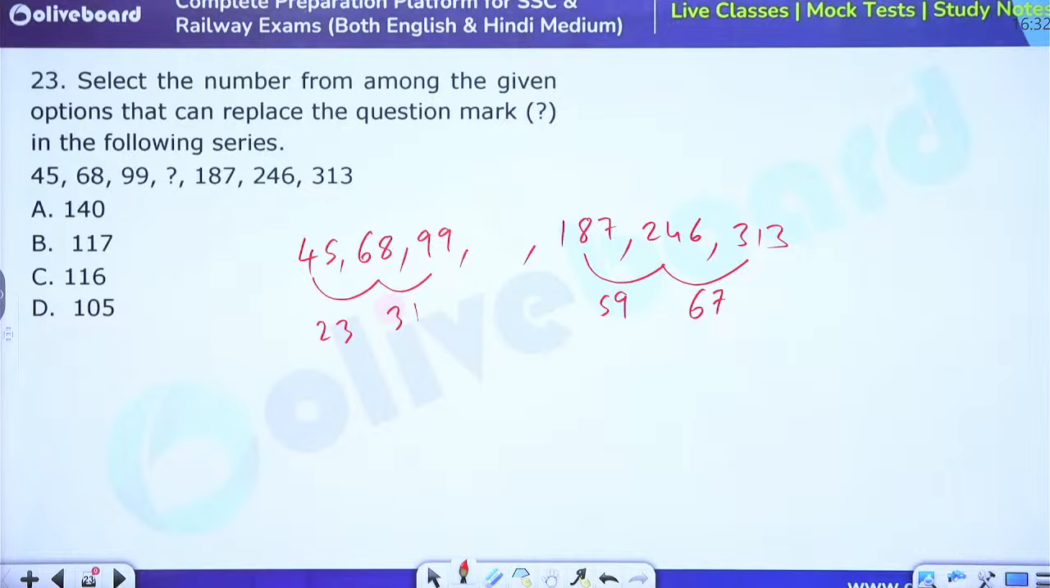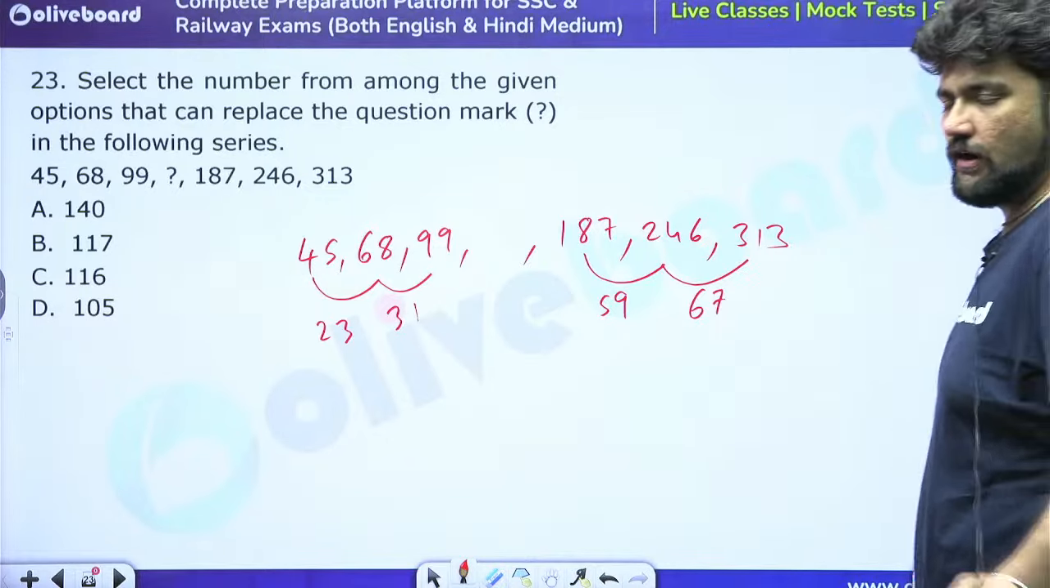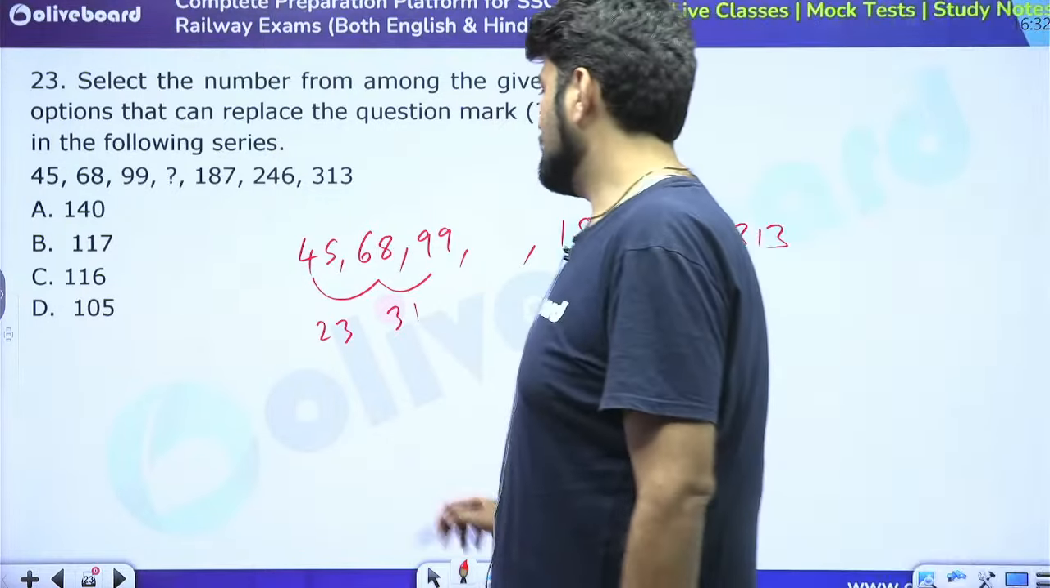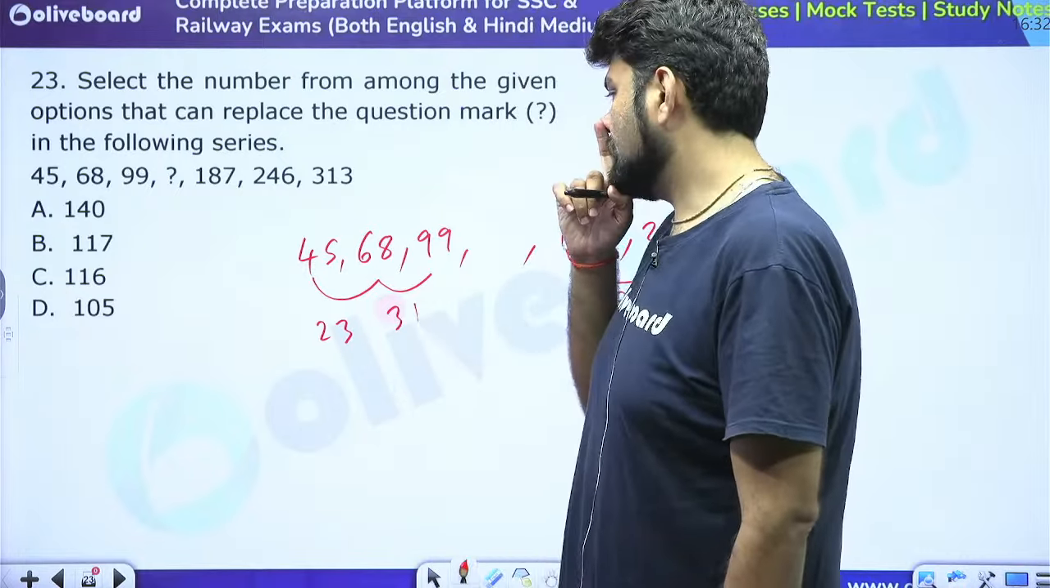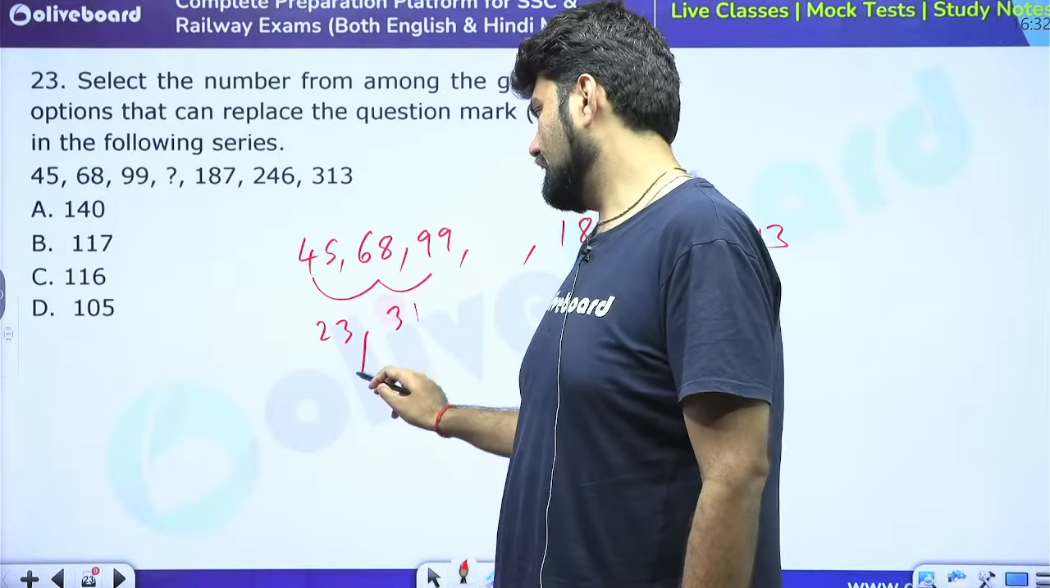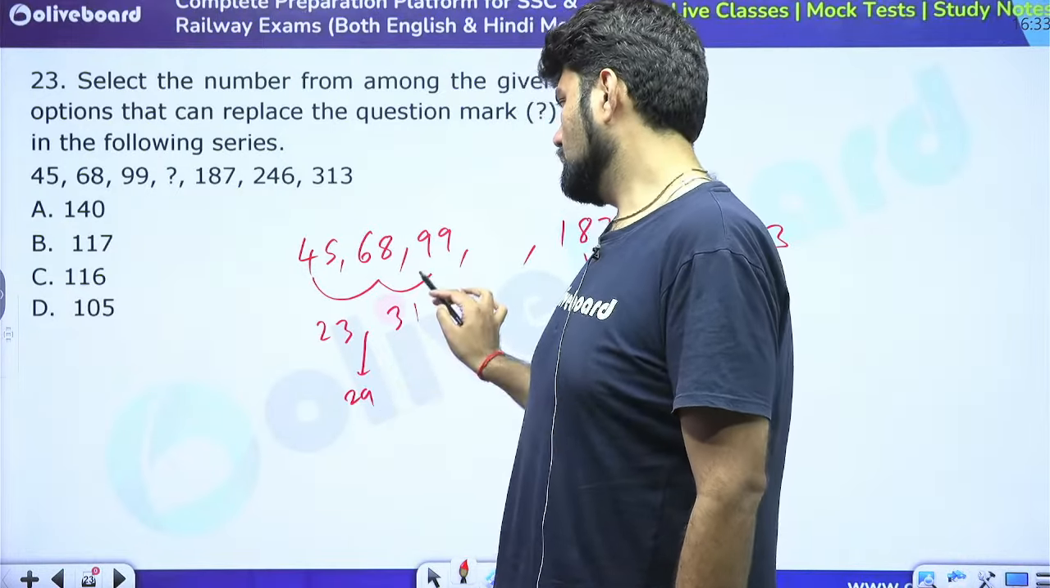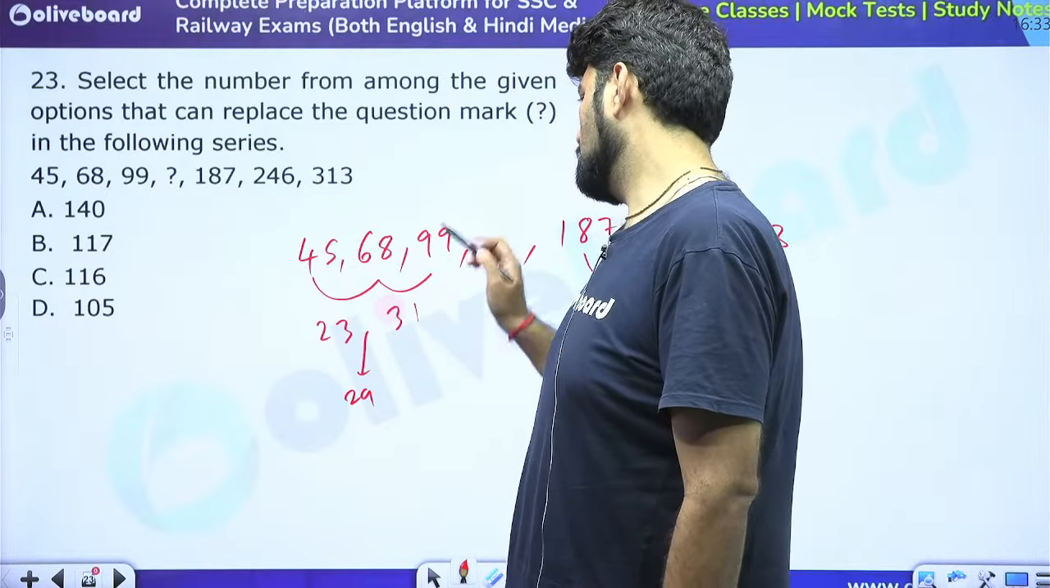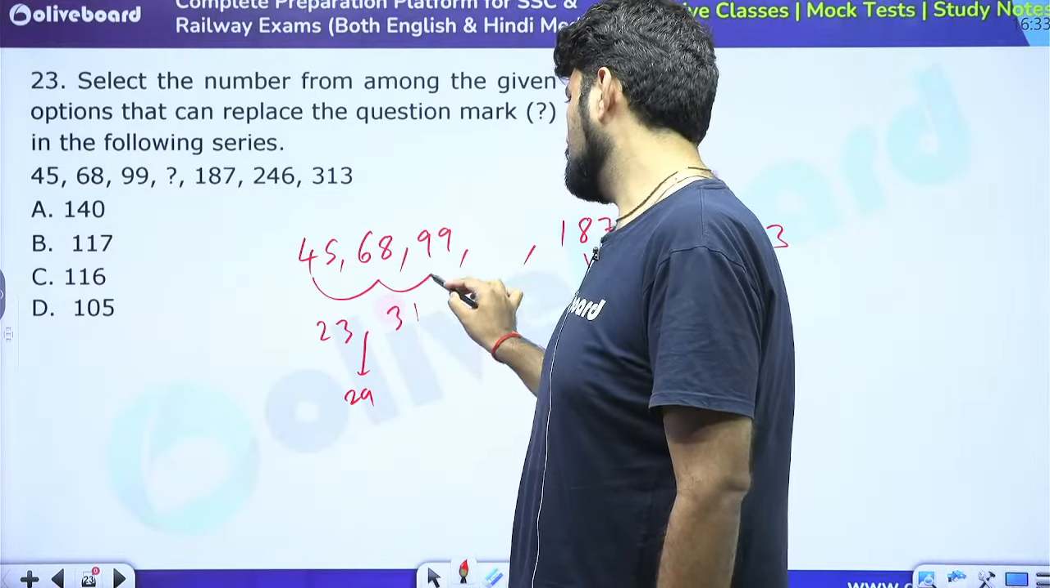Now they are all prime numbers, that is for sure. And what else is happening here? They are missing a few prime numbers in between. So 23, 31, 29 is missing. So 31, the next one we'll miss, and we'll have 41 here.